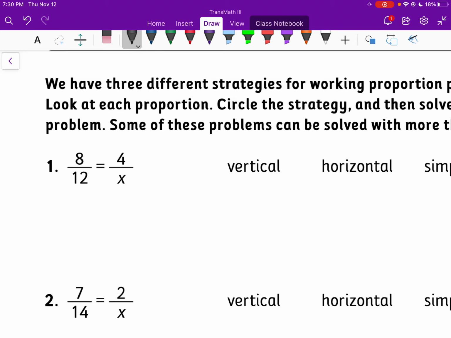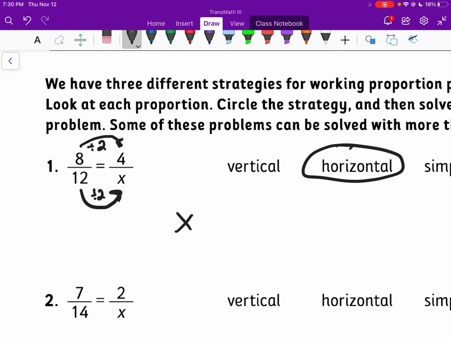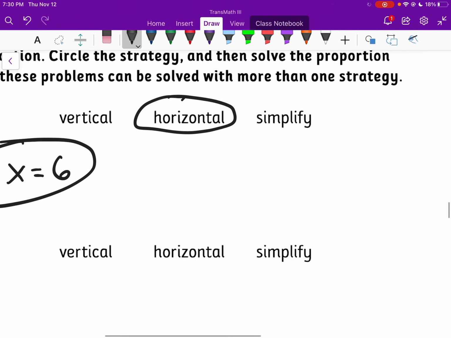So I'm looking, can I go from 8 to 12 or can I go from 8 to 4? Okay, 8 to 12 is not going to be easy, so I'm not going to use my vertical strategy. 8 to 4, I can do that. So in this case, we will use our horizontal strategy. And in order to do that, again, we're going from a bigger number to a smaller number, so we're going to divide, and it would be divided by 2. Now you can go the reverse order. 4 times 2 is 8, so that way we know that we got the proper multiplier. So 12 divided by 2 is 6. So our x value in this case is 6. And we used our horizontal method.